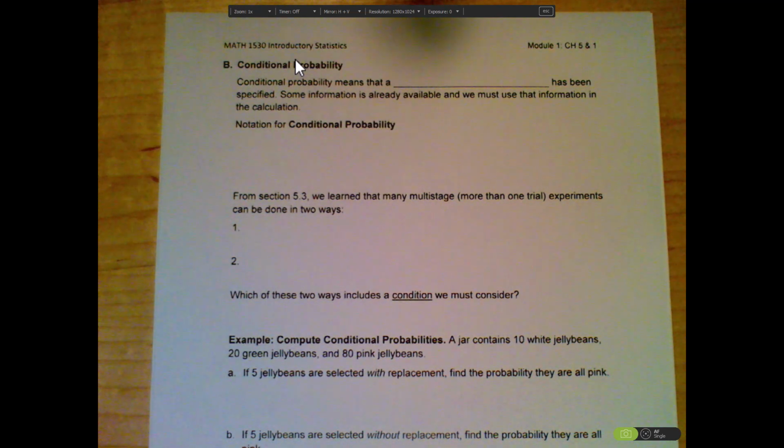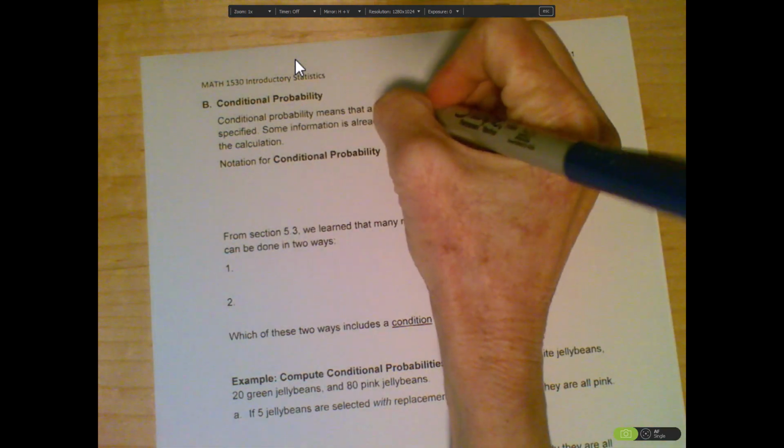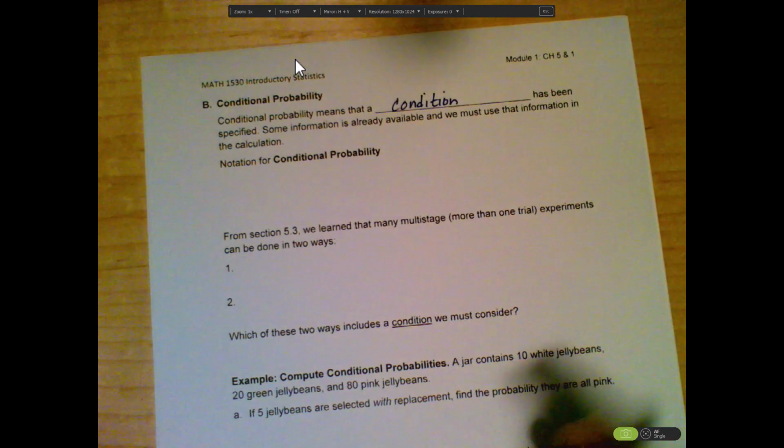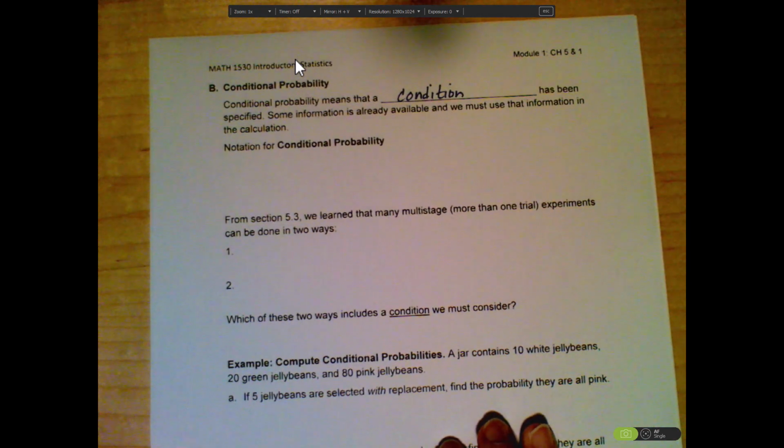In section 5.4 part 2, we're going to look at conditional probability. Conditional probability means that a condition has been specified. Some information is already available and we must use that information in the calculation.